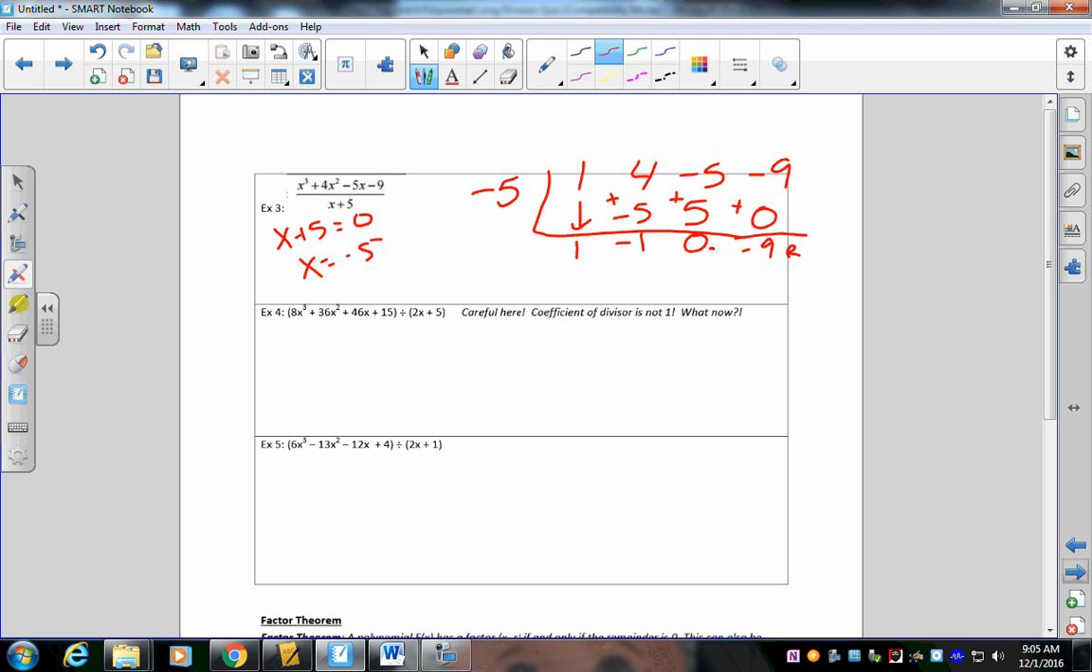This is my constant. Here's my x term, and here's my x squared. So it's x squared minus x. I don't need to write plus 0. That's implied, over -9, x plus 5. Okay, so as you get the hang of this, it's definitely quicker than long division.